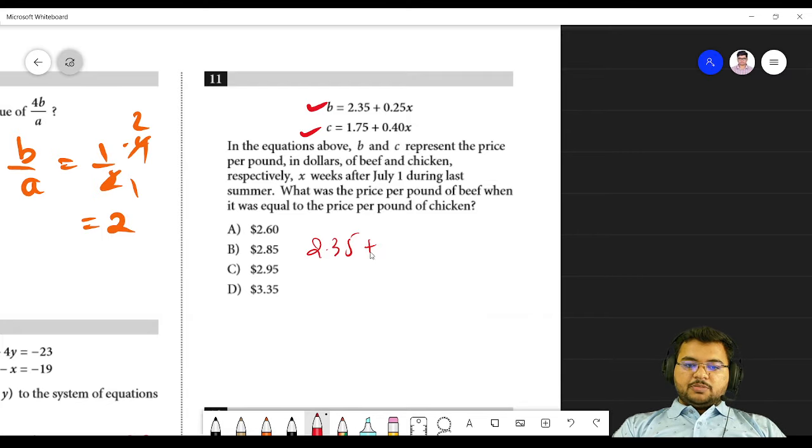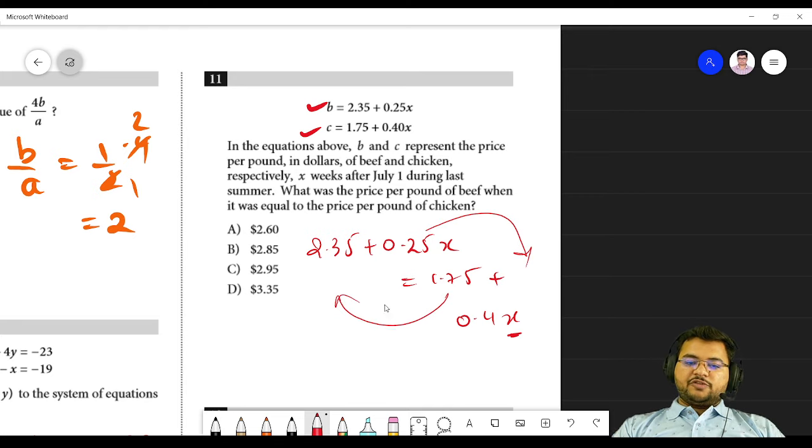So 2.35 plus 0.25x equals 1.75 plus 0.4x. Now solving this equation, I will try to make the coefficient of x positive. So there's 0.25 on the left side and 0.4 on the right side. So I will bring this 0.25 here and I will take this 1.75 here. So it will give us 2.35 minus 1.75, which is 0.60, equals 0.15x. So x will be equal to 4.